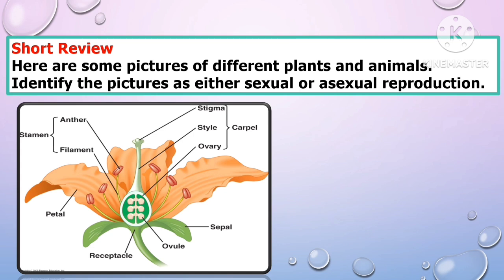For the short review, the teacher will present some pictures of different plants and animals, and the students will identify the pictures as either sexual or asexual reproduction.